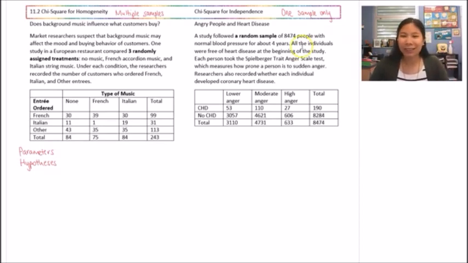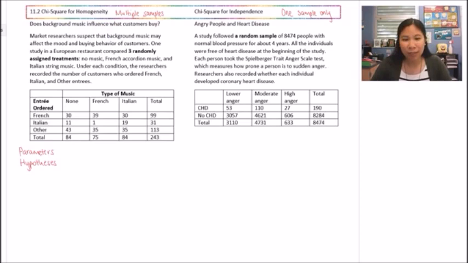Clearly, this study is just a random sample of people, and then within the sample, they looked at 2 variables: whether they had anger issues and whether they had heart disease. When they're just looking at one sample, it's going to be a chi-square test for independence, and multiple samples in the study will be the chi-square test for homogeneity. So let's get started with the whole PHANTOM process.